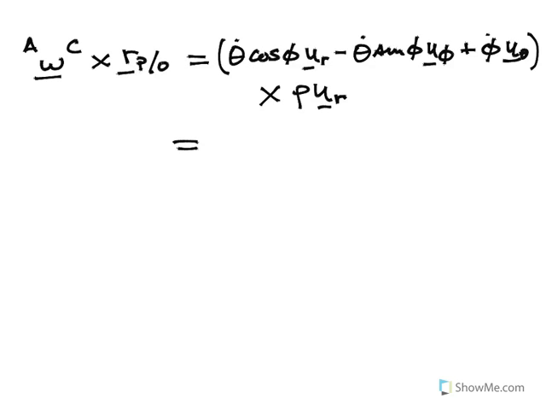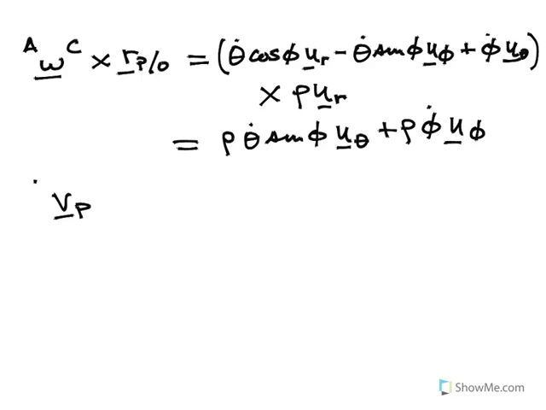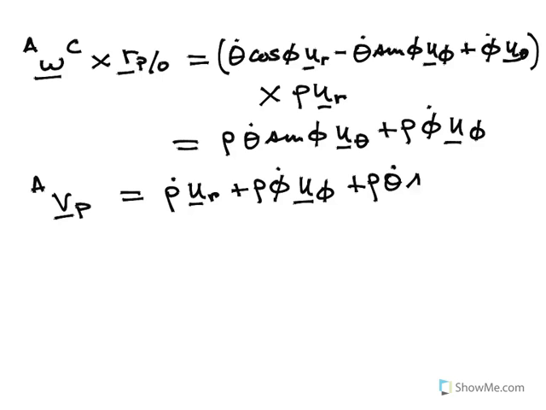remember I said it's UR, U phi, U theta. So now, what am I going to get here? UR crossed with UR is 0. U phi crossed with UR is negative U theta. So I get rho theta dot sine phi times U theta. And then U theta crossed with UR is plus rho phi dot U sub phi, which gives me that the velocity of P in A is equal to rho dot UR plus rho phi dot U sub phi plus rho theta dot sine phi times U sub theta.